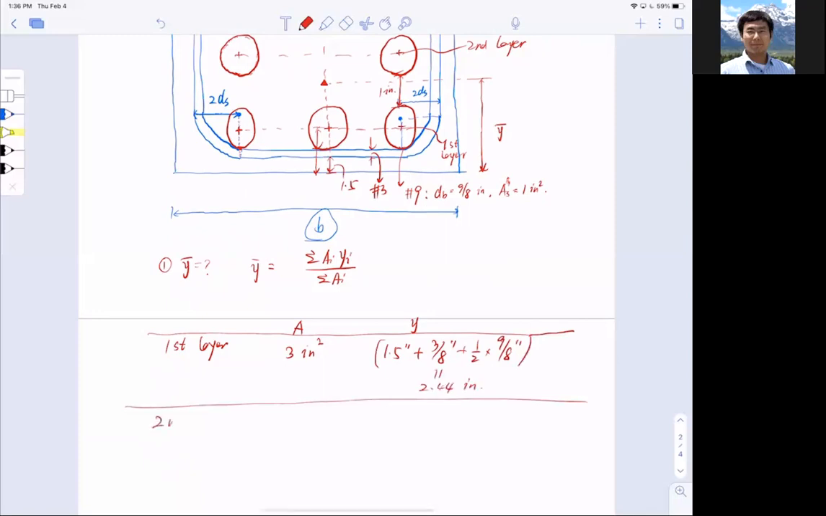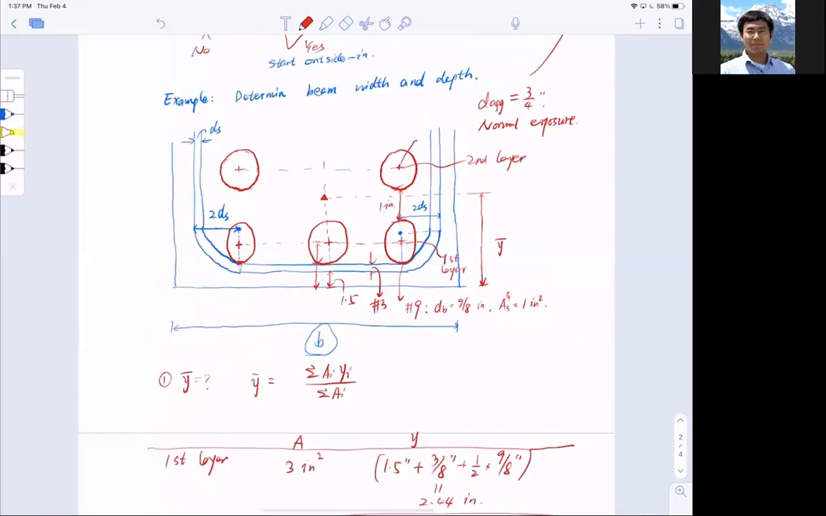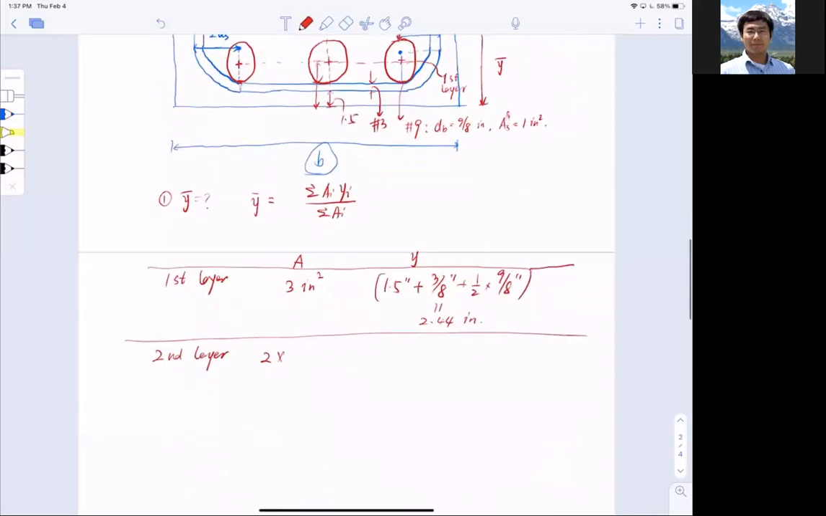Okay, for the second layer, I have 2 number 8 bars. I'm going to use number 8 bars, just to make things a little bit challenging. So I'm having 0.79 inch squared per number 8 bar, and this to be 1.58 inch squared.